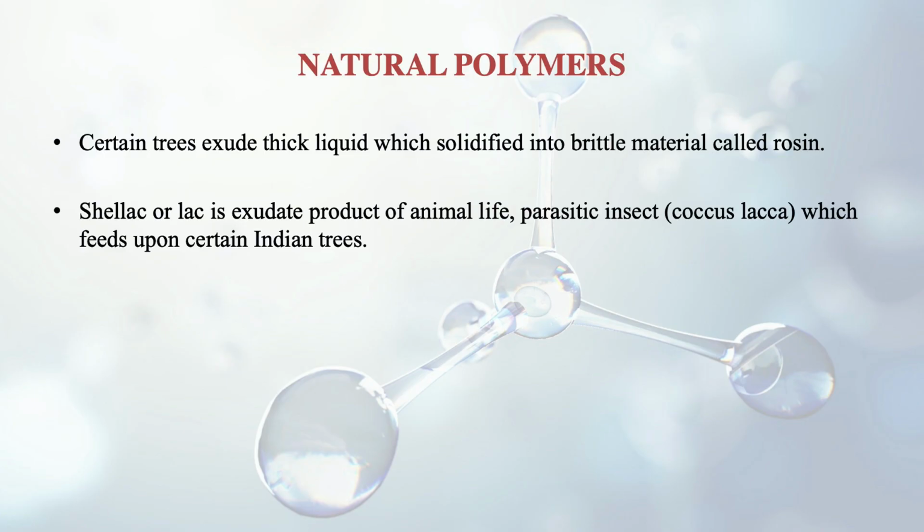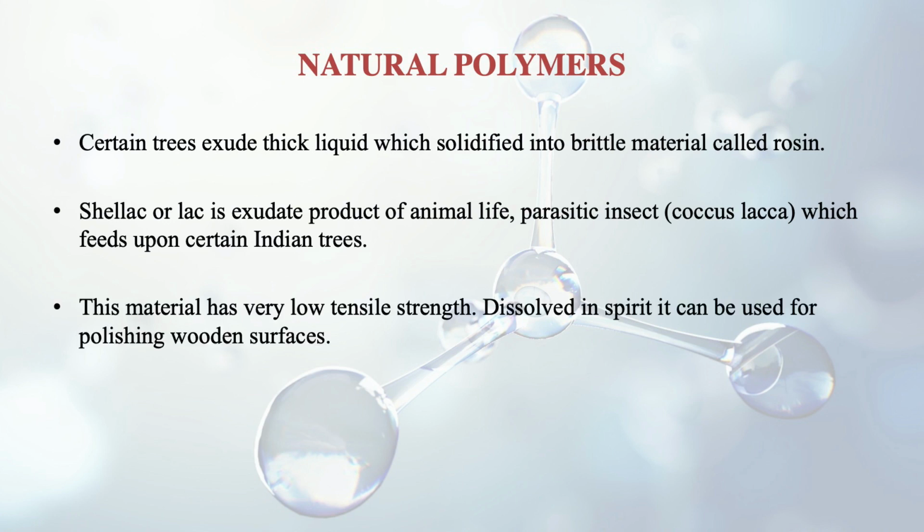Shellac or lac is an exudate product of animal life. So shellac or lac which we use comes from a parasitic insect like Coccus laca, which feeds upon certain Indian trees. This material has very low tensile strength, and on dissolving in spirit it can be used for polishing wooden surfaces. So this shellac or lac is basically used for polishing wooden surfaces.